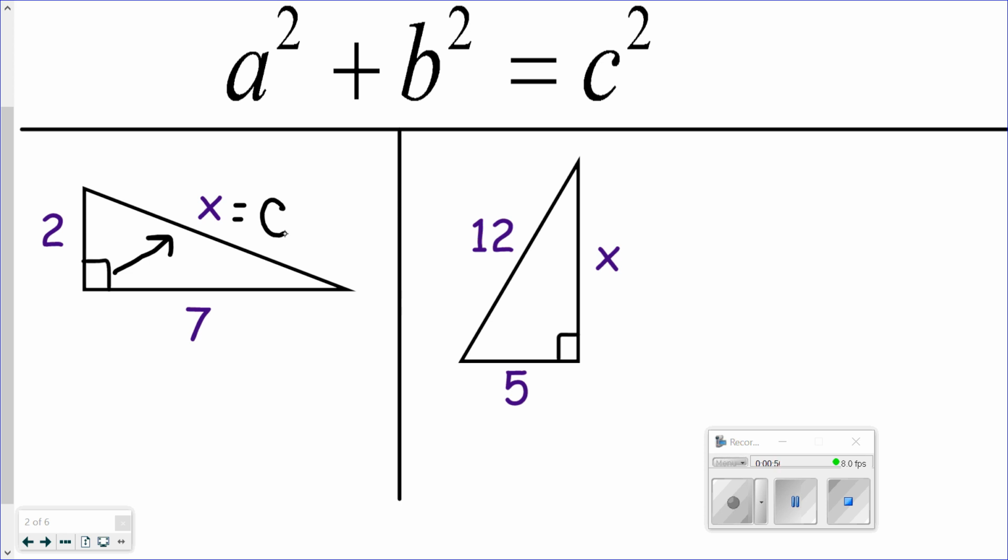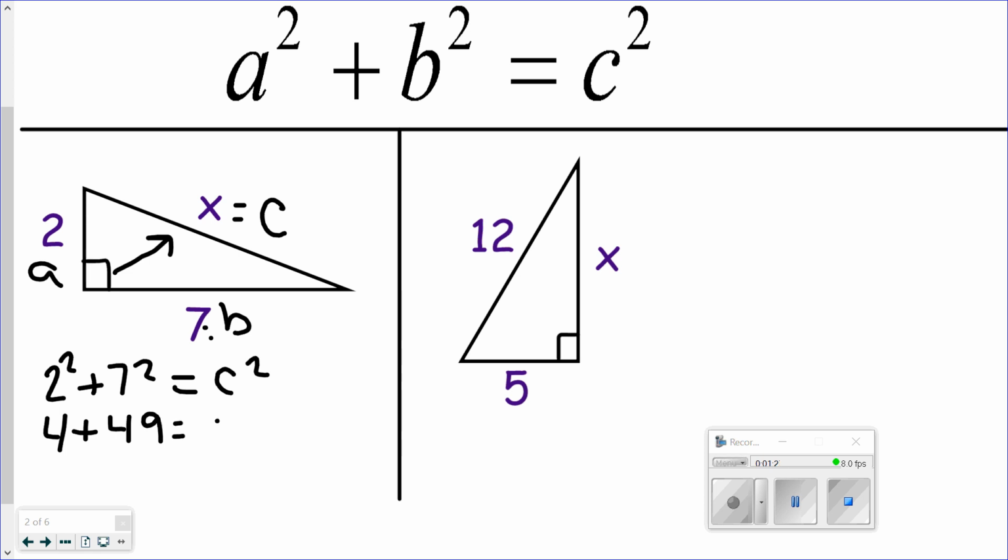Now, A and B can be either leg of the triangle, so I'll just call this one A and this one B. All right, so A squared plus B squared is equal to C squared. My A in this case is 2, so 2 squared, plus B, my B is equal to 7, so 7 squared, equals C squared. All right, so 2 squared is 4, 7 squared is 49, is equal to C squared.